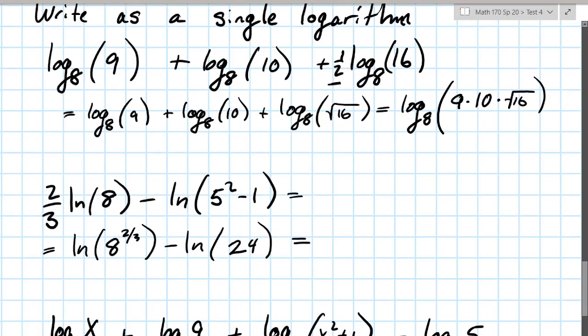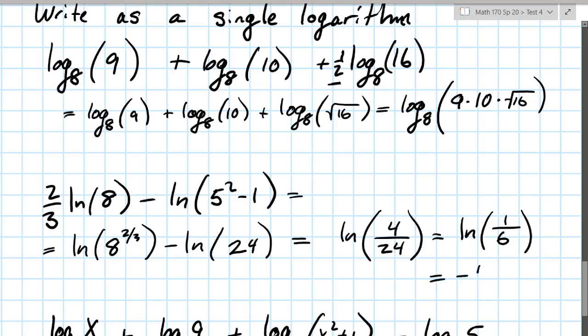So then this becomes the ln of 8 to the 2/3 power, which is a nice looking number because it's the cube root of 8, which is 2, and then 2 squared, which is 4. So this is 4 divided by 24 here. And if you want, we can simplify that. The ln of 1/6. And if you want to get fancy, this is the same as the negative the ln of 6. But either of those two answers works just fine.